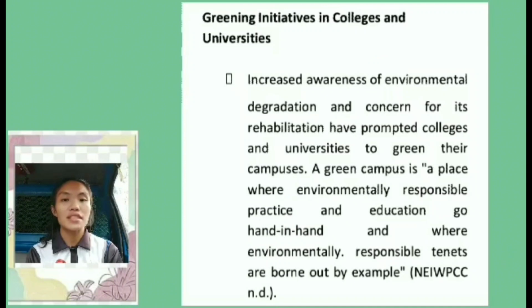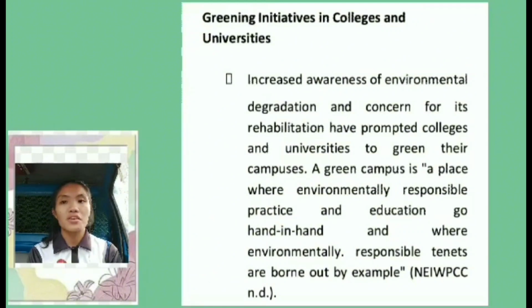So now let's continue to my assigned topic. My assigned topic is all about greening initiatives in colleges and universities. Greening initiatives are activities that form green habits in students, which they can learn or continue even after they complete their studies.